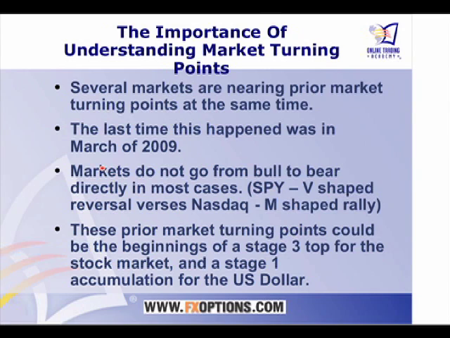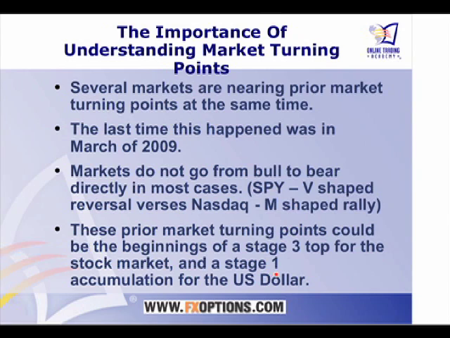So since we have several markets near prior turning points at the same time, the last time this happened was in March of 2009, which only means that the markets do not usually go from bull to bear directly in most cases. Back in 2009, the NASDAQ bottomed in 2008 and retested it in 2009. So we had an M-shape reversal. But the spiders and the diamonds, the Dow, actually made a V-shape reversal. So the NASDAQ, though, was definitely channeling from November 2008 till March of 2009.